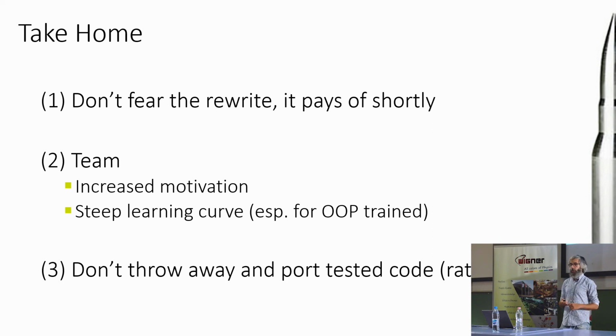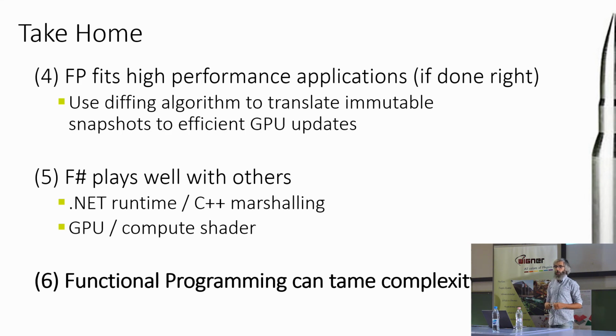Also, don't throw away tested static functions. If you have some functions that work, don't port them to F#. You will not get so much. You can just wrap them because many functional programming languages, and especially F#, play well with others. That's step 5, sorry.